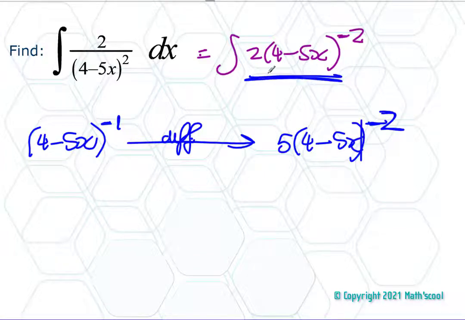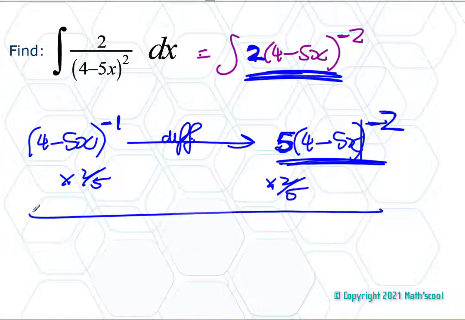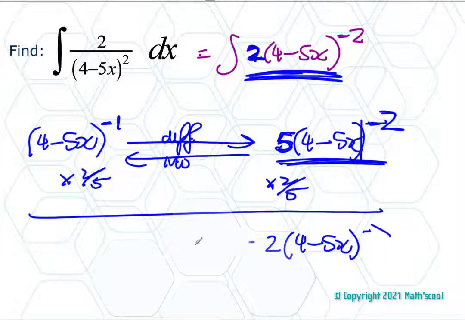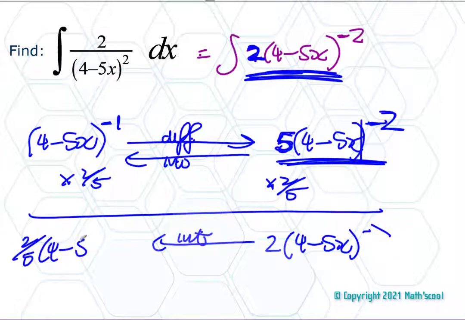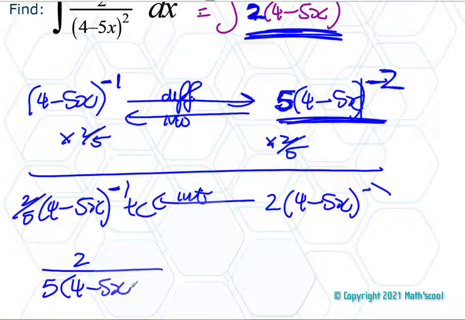And it doesn't match that exactly. So what do I need to multiply it by? Well, if you're not sure, it's always the number you want, 2, divided by the number you've got. So times 2 over 5. And change that arrow to integration, because we're going in the opposite direction. So it's going to be 2, 4 minus 5x to the minus 2, integrates to give me 2/5 brackets 4 minus 5x to the minus 1 plus c. That probably needs a bit of tidying up. Let's call that 2 over 5 brackets 4 minus 5x plus c.